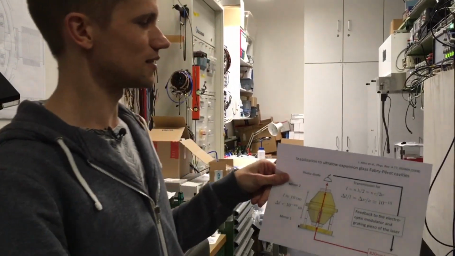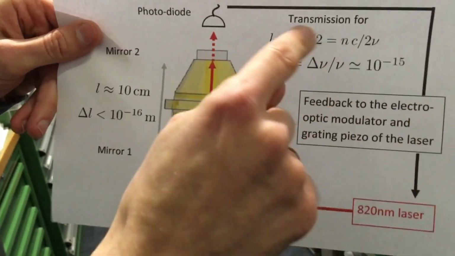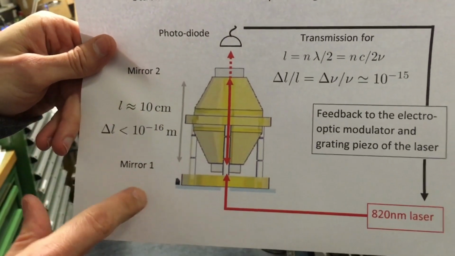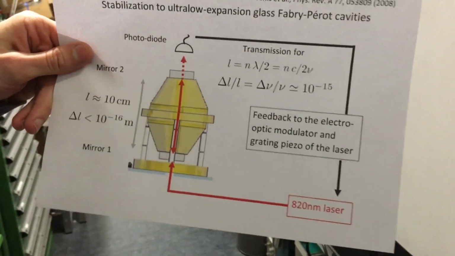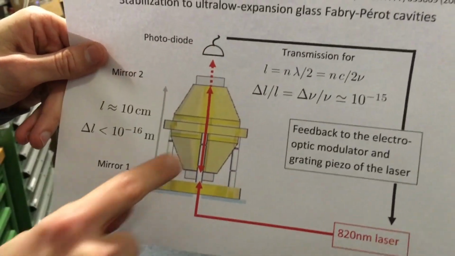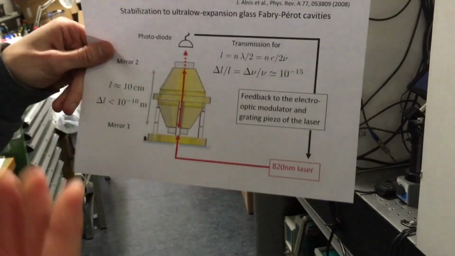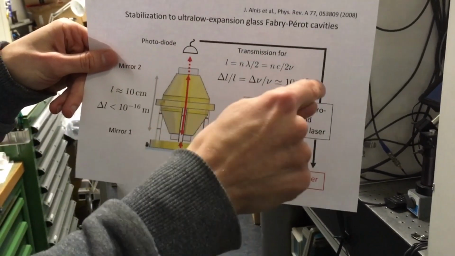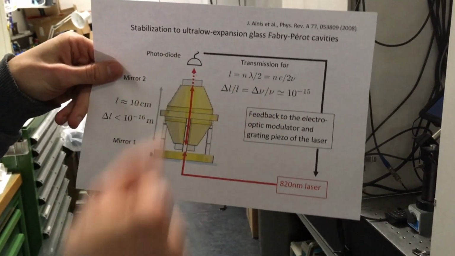Now if you look at the transmission through this cavity, in the intuitive picture you have these resonance conditions, that the length must be equal to some integer number times half the laser wavelength. So basically the length stability converts into frequency stability. If we stabilize the length between the two mirrors, we get a frequency stability of about 10 to the minus 15, which means about a hertz or even sub-hertz line width. This transmission signal is then used as a feedback signal for the electro-optic modulators and the grating piezo I've shown on the laser.